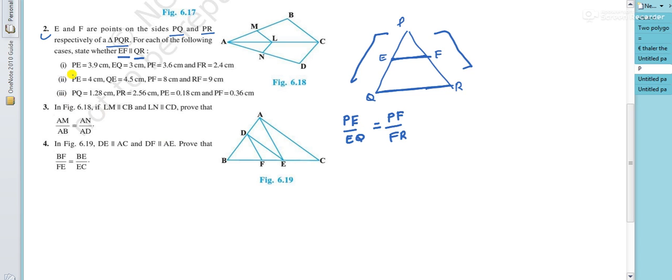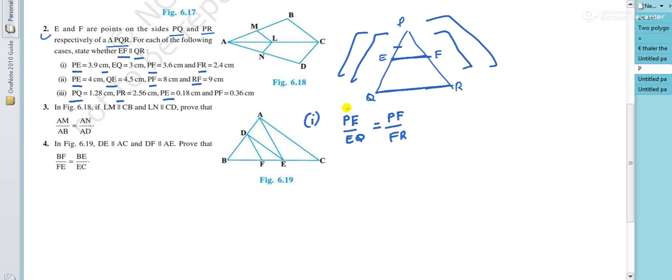Now look here, they have given PE, EQ, correct? PF, FR. In the second also PE, EQ are the same, and PF, FR are the same, PQ, PR. Now in the third they have given what? PQ, PR. So where is PQ? This is PQ and PR is this. They have given PE. So there you have to take PE by PQ and PF by PR. So let me solve the first one first. Okay, let me substitute as per the converse of BPT.